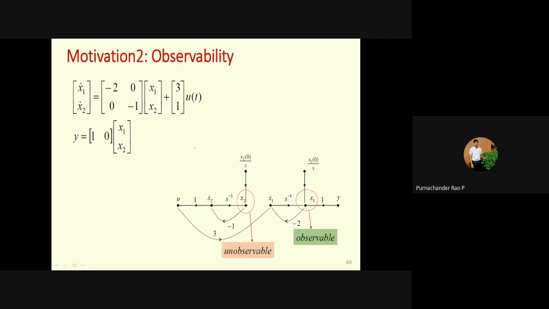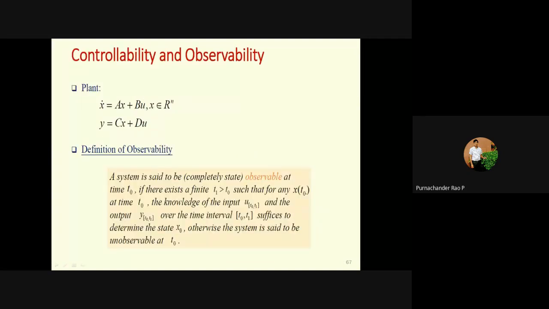Next, observability. Okay, so here x1 is observable, but x2 is not connected with your output. For the output, this x2 is not connected, that's why it is not observable. X1 is directly connected with the output, so it is observable. Okay, so this is the definition for observability.